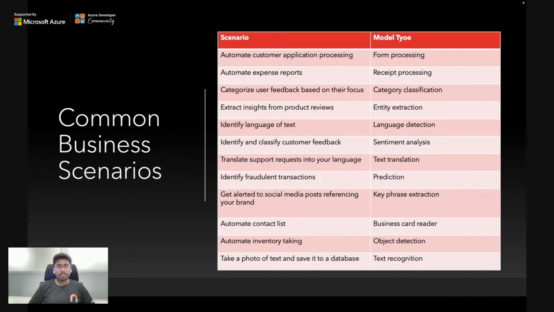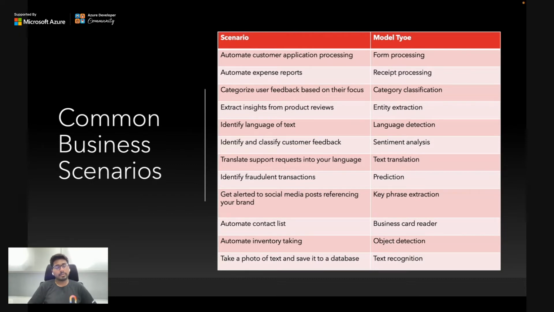So now we know there are three different model types: your pre-built, your custom, and your custom prediction models. We also saw what categories of models we have within each one. Under pre-built, we saw text classification, documents and so on. So what are some common business scenarios you can handle with these AI models we've seen so far? With form processing, you can automate your customer application processing.